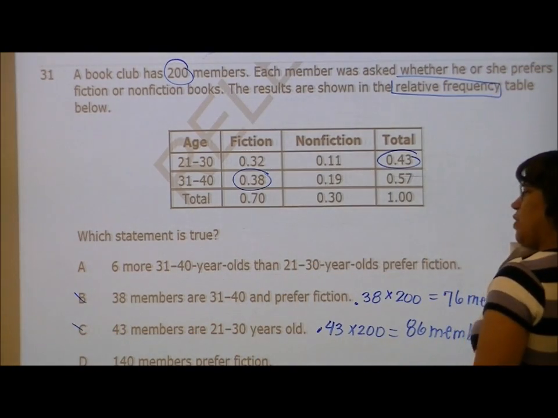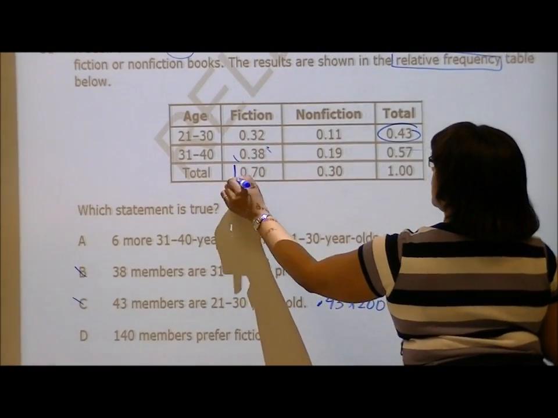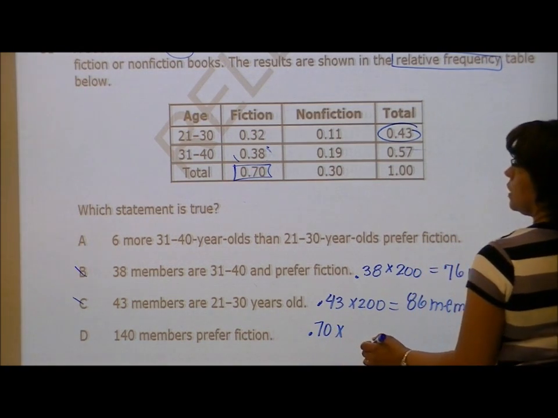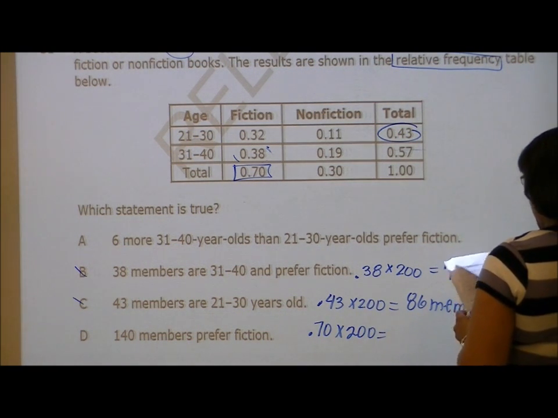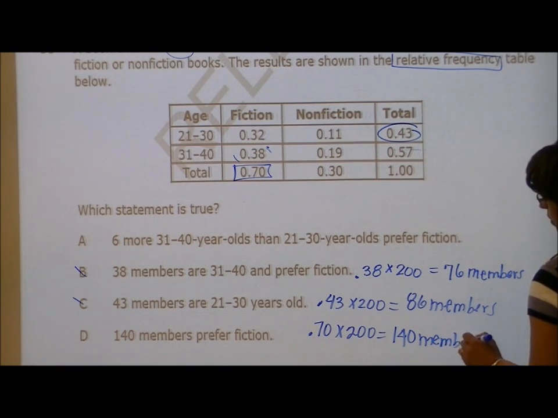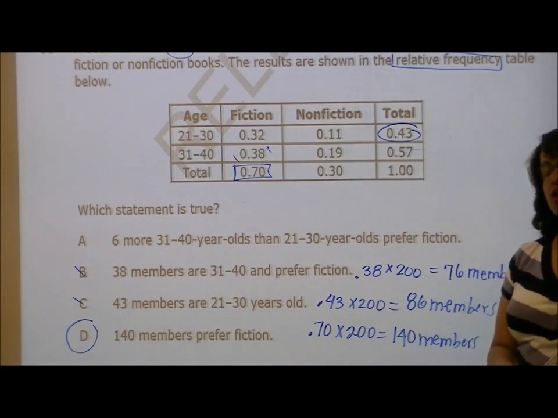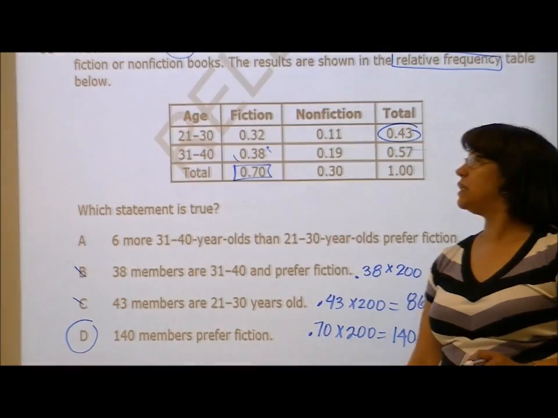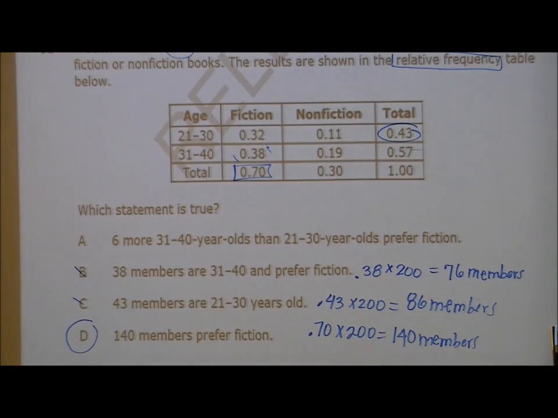Then I look at my 140 members prefer fiction. I go to my fiction column and look at my total. So I'm going to look at 70% of 200. So it's 0.70 times 200. And when I multiply that, I get 140 members. So I know that I am correct. So it's letter D. So we don't even really need to touch A. So if you find one that looks a little complicated, keep going, see if you can find the answer, and you don't even have to touch that one. So the answer to number 31 is D. Let's move on to number 32.